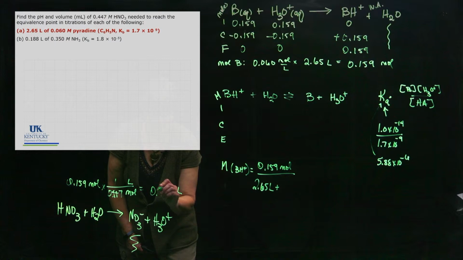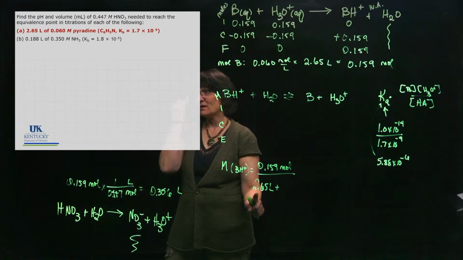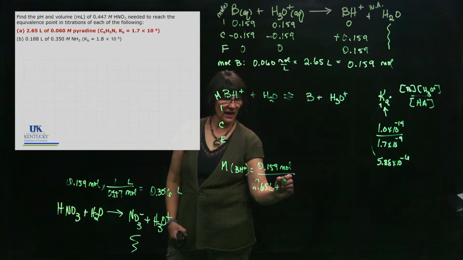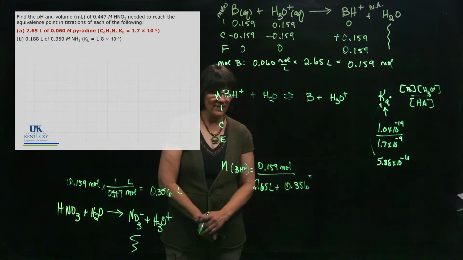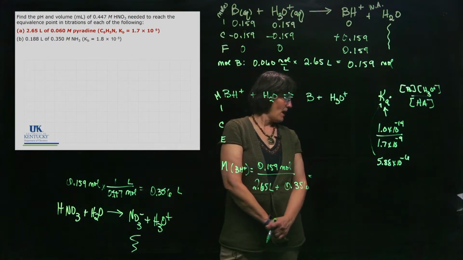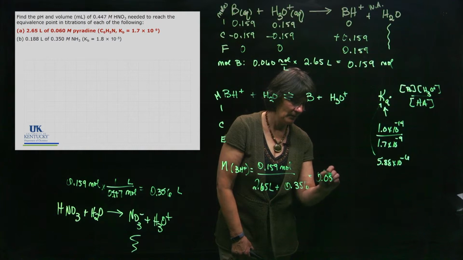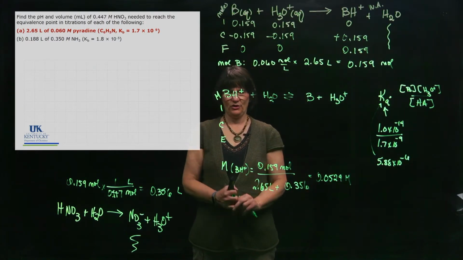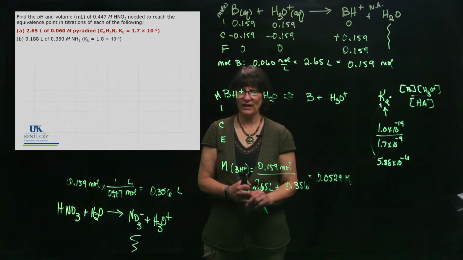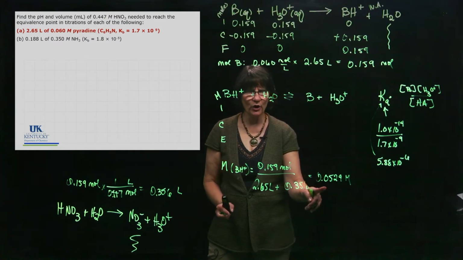Not very much. Not near as much, is it, as the volume of this guy, because concentration was so much higher. But I'm going to put that here, 0.356. And now I can have the molarity of this BH plus. It gives me 0.0529. That's the molarity of the BH plus solution. Now, at any point you get lost, you've got the benefit of stopping, rewinding, and going through that again. But what are we going to do with this number?